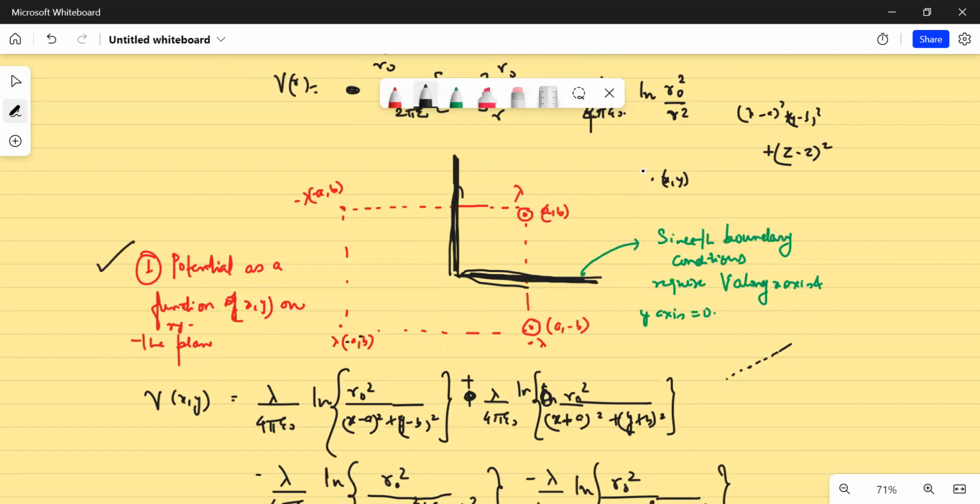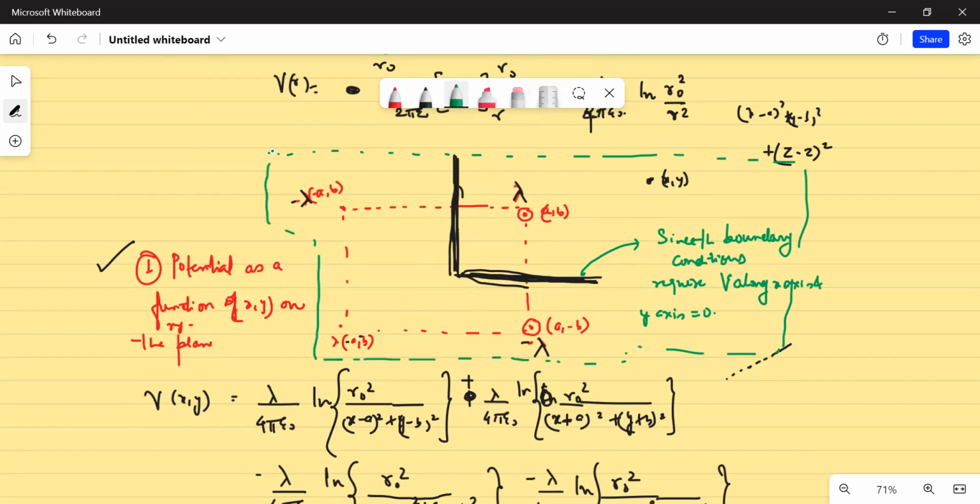Okay, now let us take any point x comma y. If this is your lambda, then by the method of images, you will have minus lambda here. Because this is lambda, you will have another minus lambda here. And if I draw my boundary here, you can see that this boundary should contain no charges. Why should it not contain any charge?